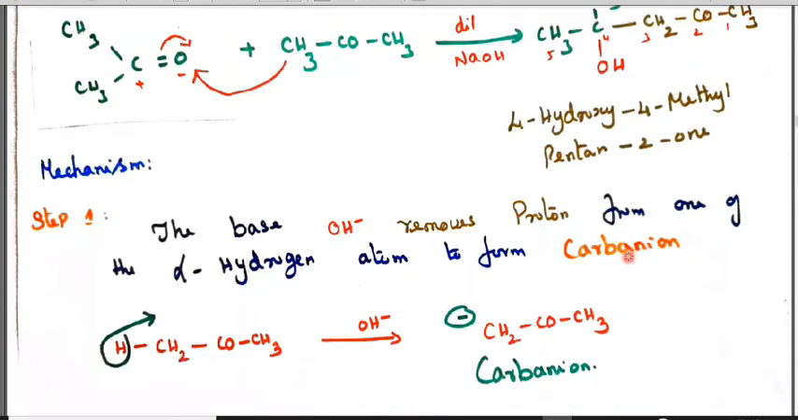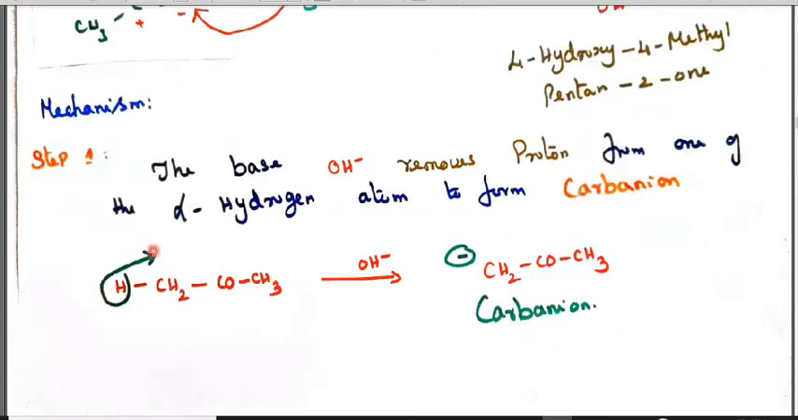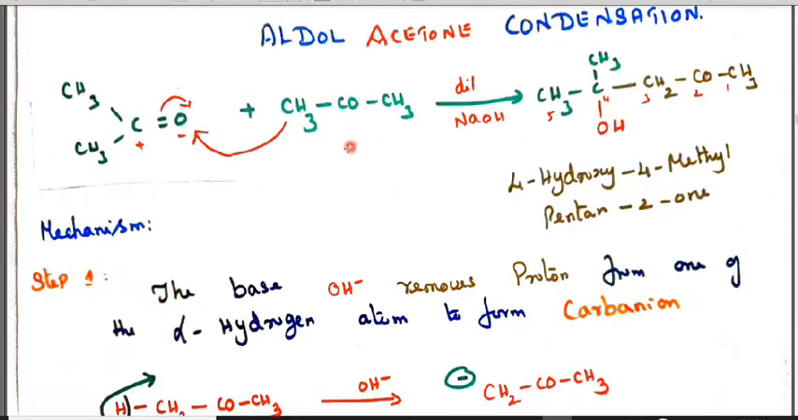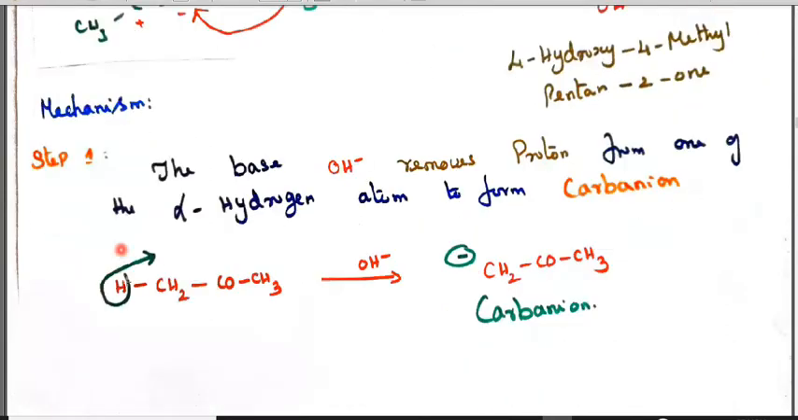Now the mechanism: the base OH minus removes a proton from one of the alpha hydrogen atoms to form a carbanion. So now I have taken one acetone molecule in ordinary formula, and for the second step I should take another in structural formula. First I have taken the molecular formula, then I showed one hydrogen from this CH3, because this OH minus removes only one hydrogen and it becomes a carbanion. The bonded electrons are written as a charge.